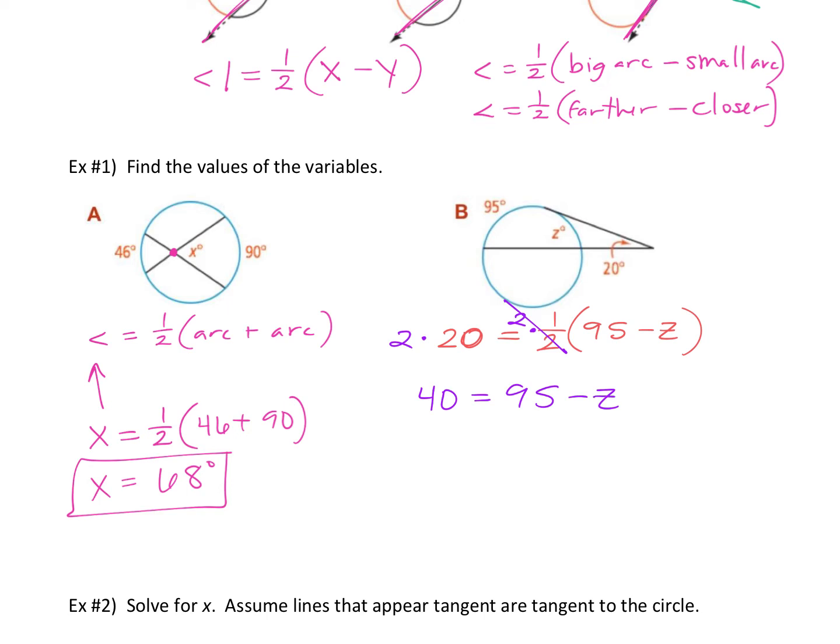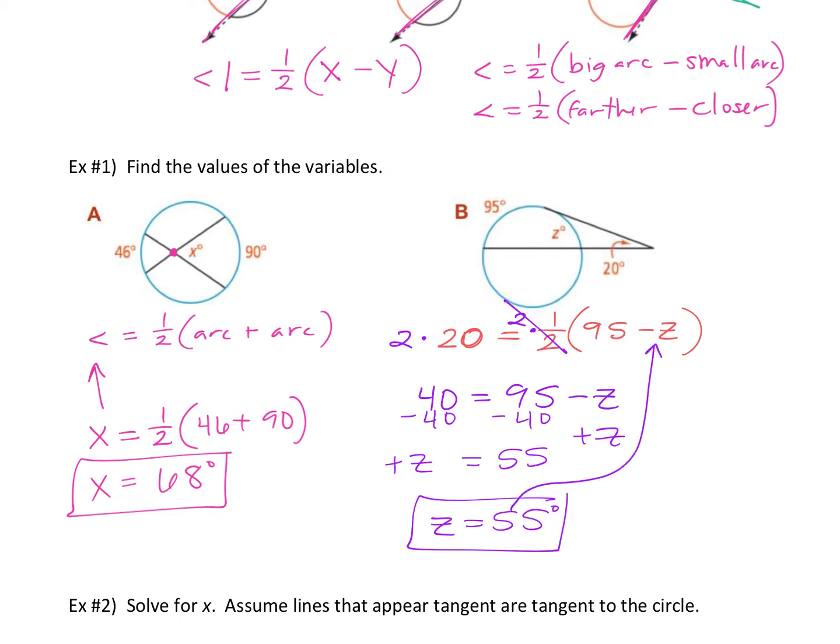From here you have options. What would you do next? Put z on the other side. Okay, so subtract, move z over to make it positive. Okay, and then get rid of the 40 over there. So z is 55 degrees. Okay, and you can always double check it by just plugging it back into what you started with. 1/2 of 95 minus 55 is half of 40, which is 20, which makes sense with how you had it set up. Questions on that?